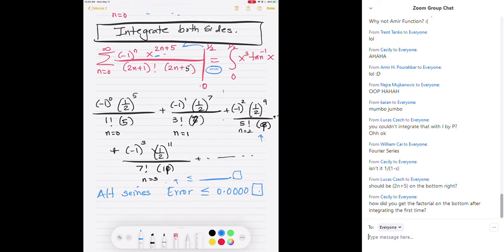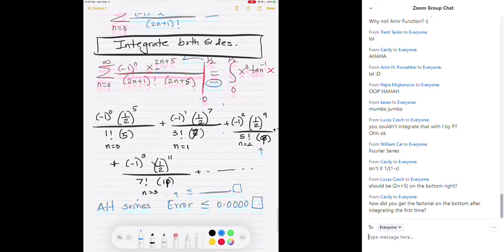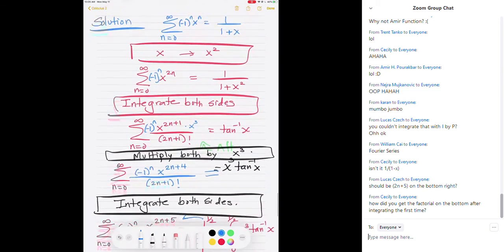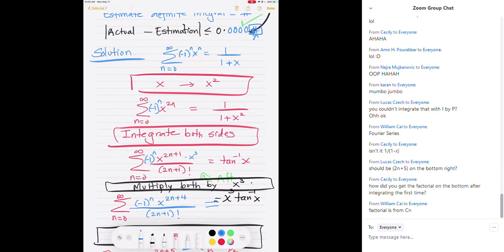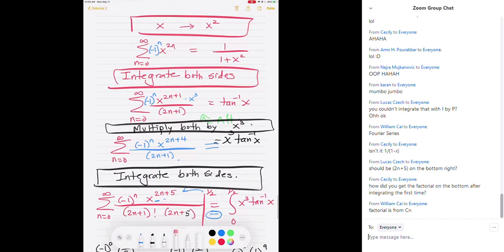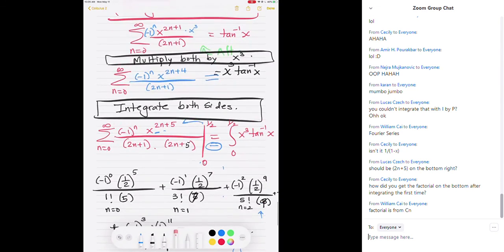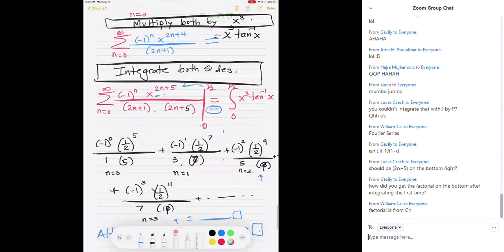The factorial was not from integration, Cecily. The factorial was from how we came up with this one. So you're right. Why did I write the factorial? So it is not the factorials then. You are right, Cecily. So I'm just going to erase this so there are no factorials. Oh, that makes the calculation easy. Sorry, my bad. I'm looking at the clock. Yeah, so there are no factorials.